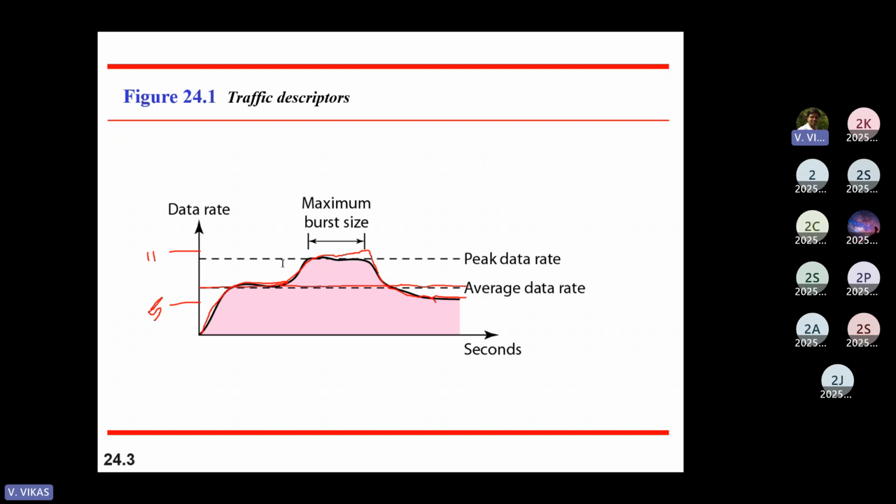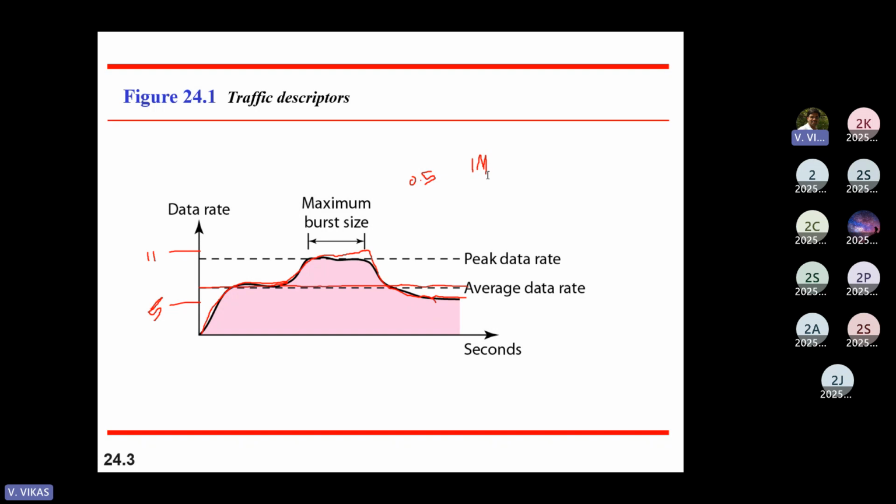For example, let us say the peak data rate is 1 megabit per second. That is the peak data rate which a particular source is generating. Normally the average data rate is, let us say, 0.5 Mbps, but on some occasions you reach 1 megabit per second. That is the maximum or peak data rate which you are reaching.